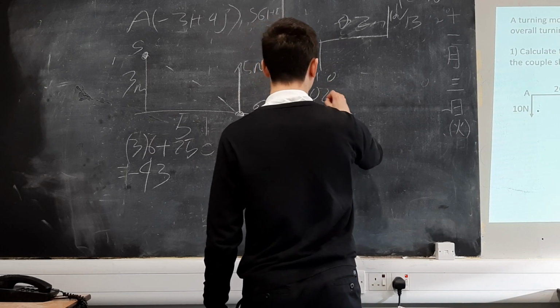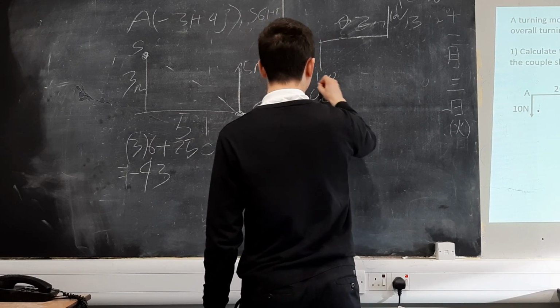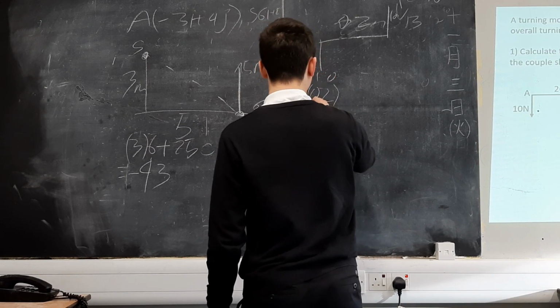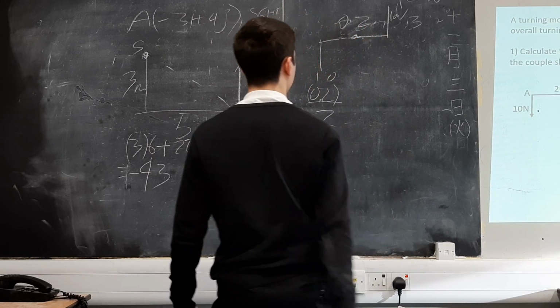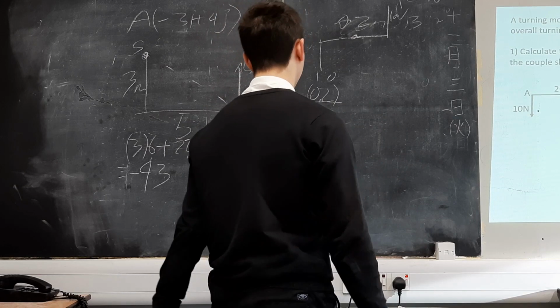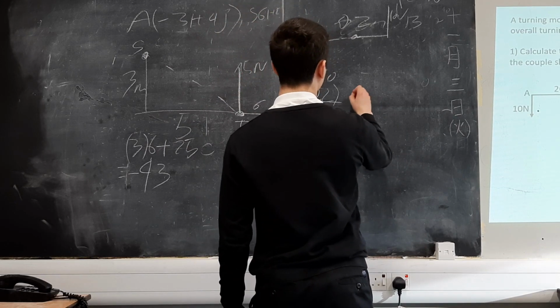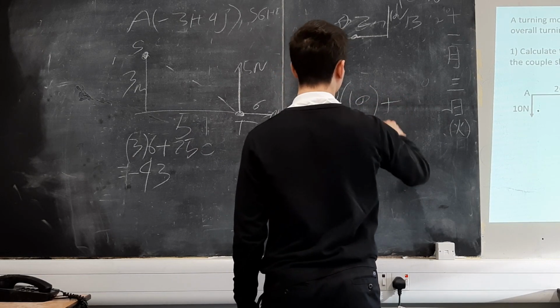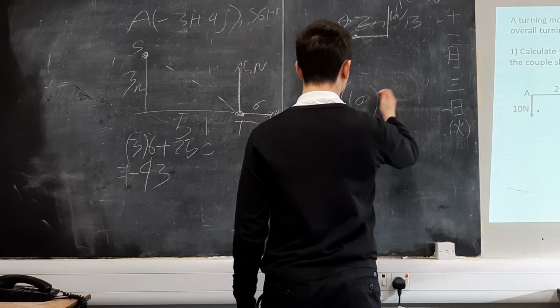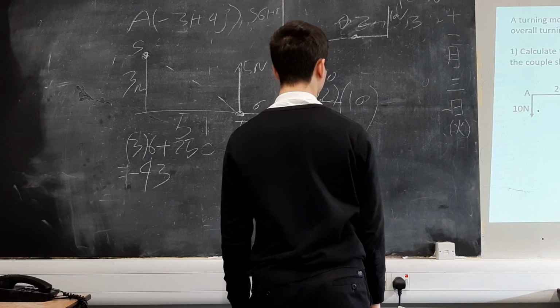So 0.2 times... divided by 2, because the moment should be in the middle. I think it's in the first place. So then times by 10, and then I'm just gonna double it.